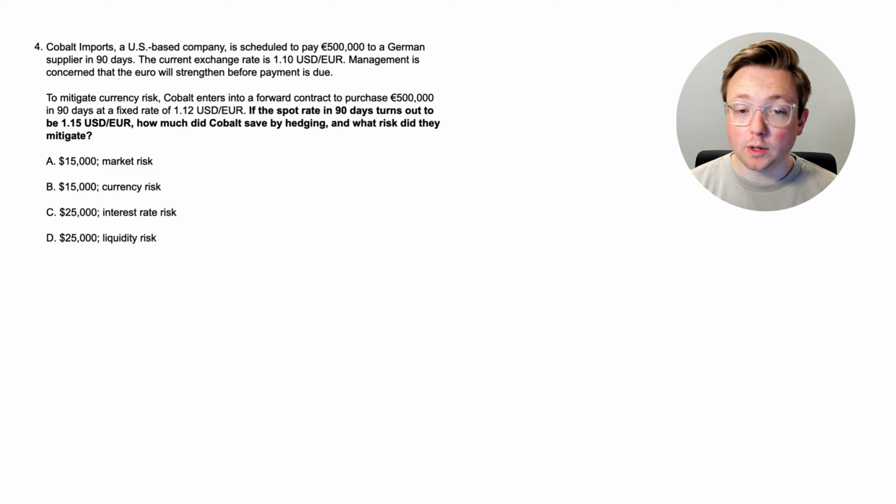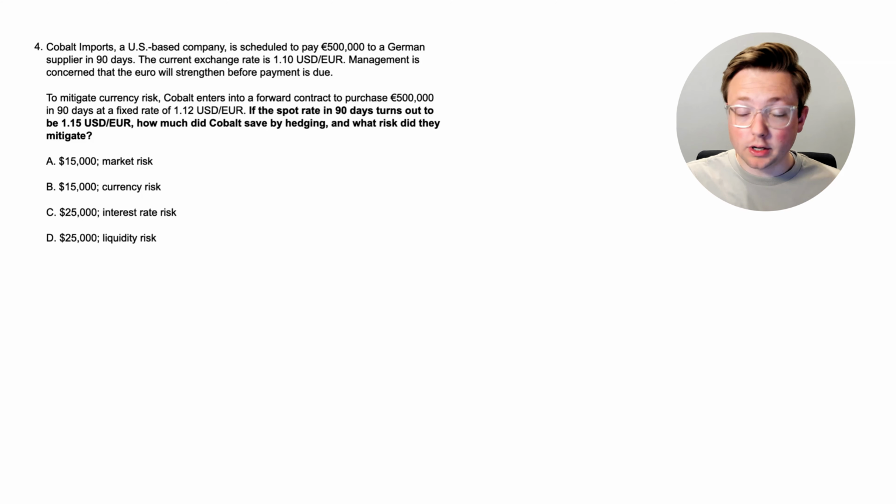Cobalt Imports, a US-based company, is scheduled to pay 500,000 euros to a German supplier in 90 days. The current exchange rate is $1.10 per euro. Management is concerned that the euro will strengthen before payment is due. To mitigate currency risk, Cobalt enters into a forward contract to purchase 500,000 euros in 90 days at a fixed rate of $1.12 to euro. Again, if the spot rate in 90 days turns out to be $1.15 to the euro instead of 1.12, how much did Cobalt save by hedging and what risk did they mitigate?